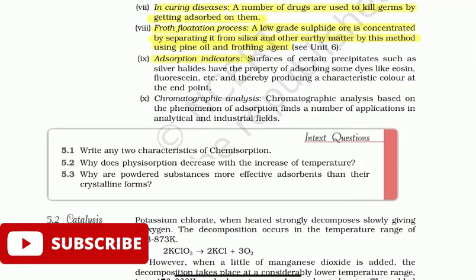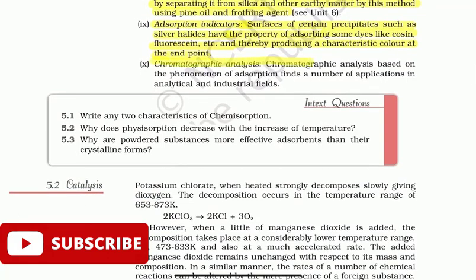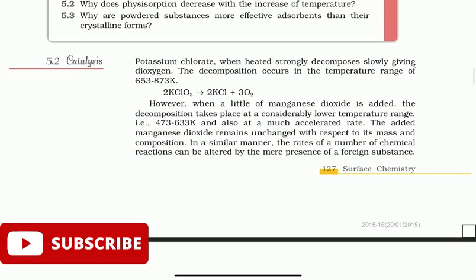Adsorption indicators. Surfaces of certain precipitates such as silver halides have the property of adsorbing some dyes like eosin, fluorescein, and thereby producing a characteristic color at the end point. Chromatographic analysis. Chromatographic analysis based on the phenomenon of adsorption finds a number of applications in analytical and industrial fields.